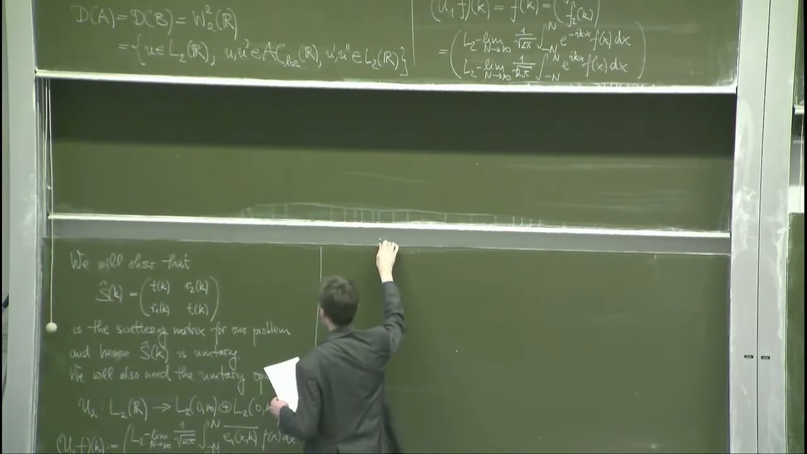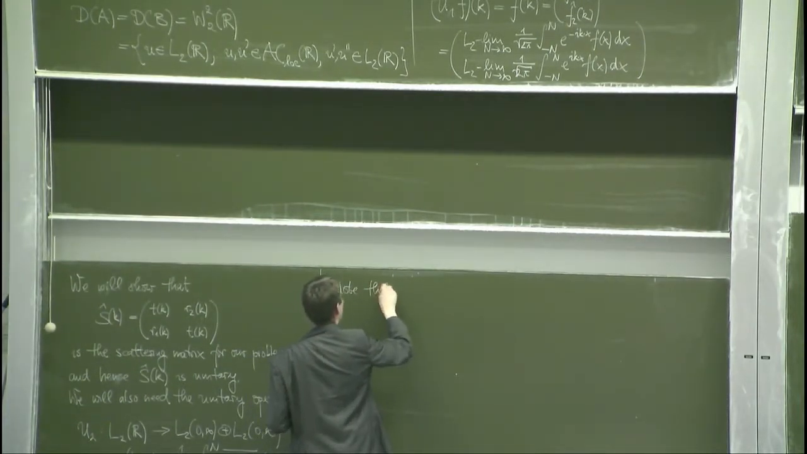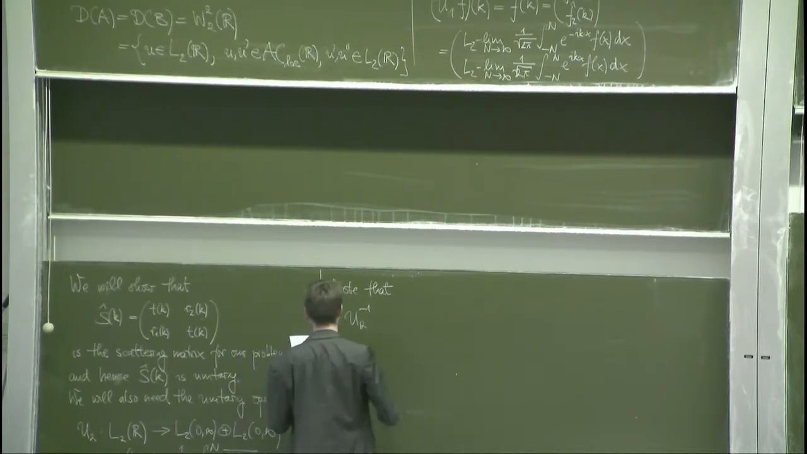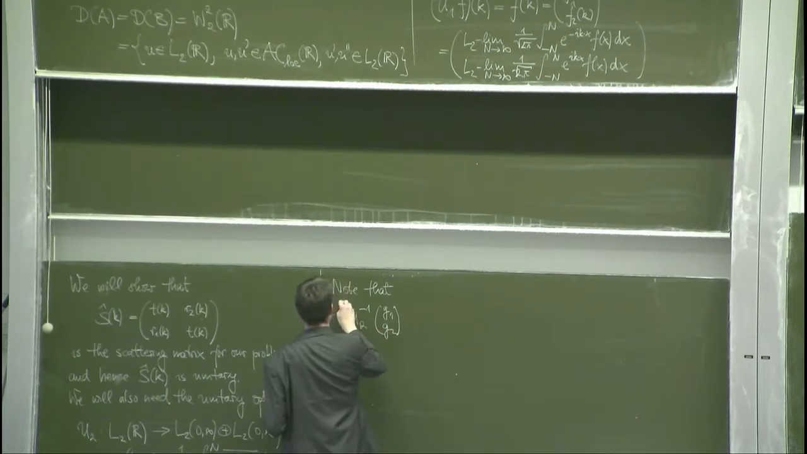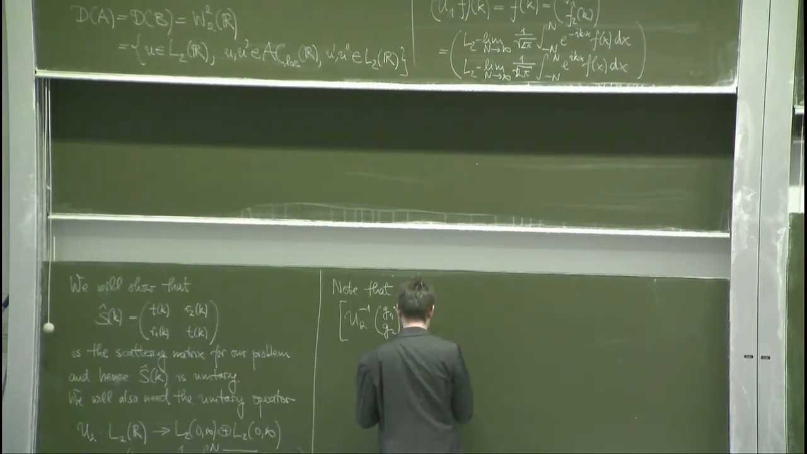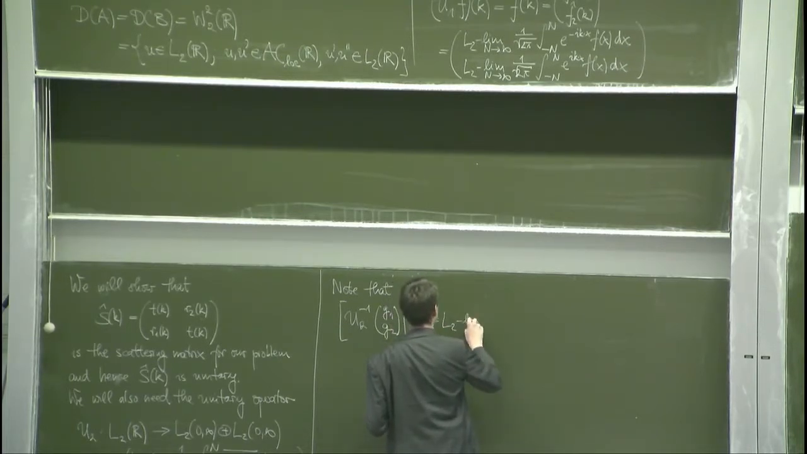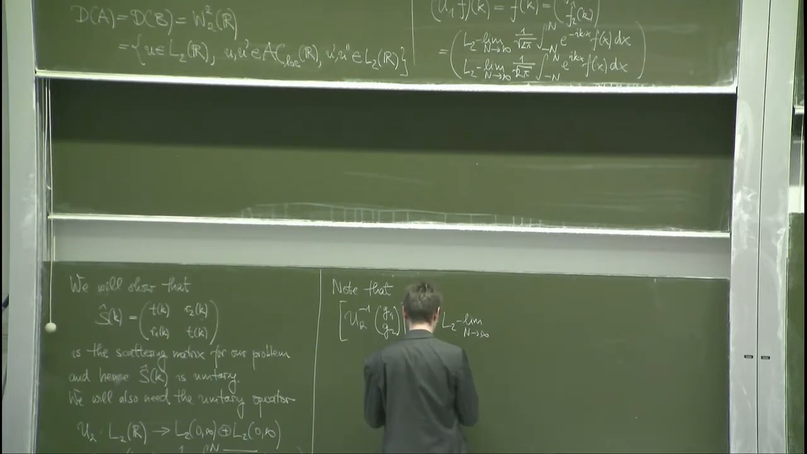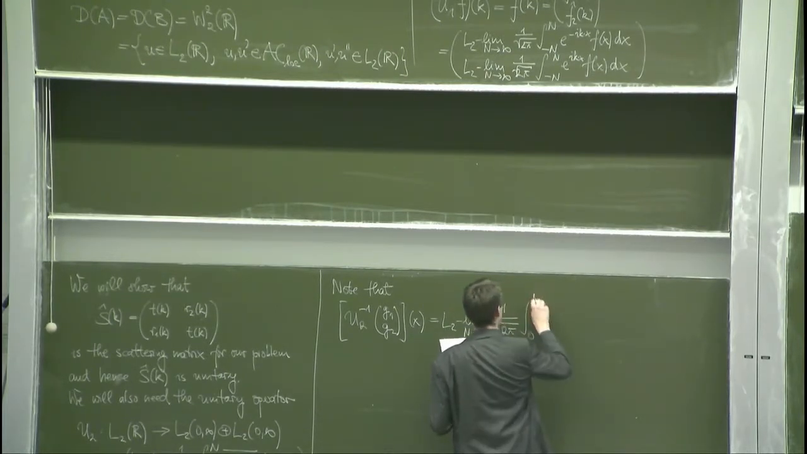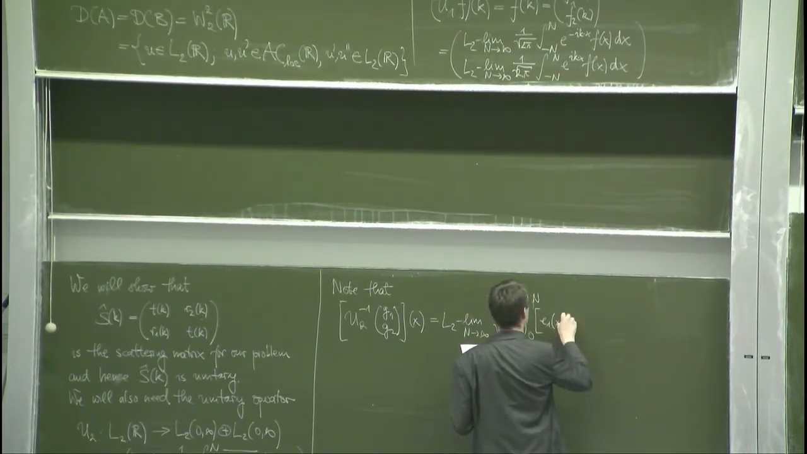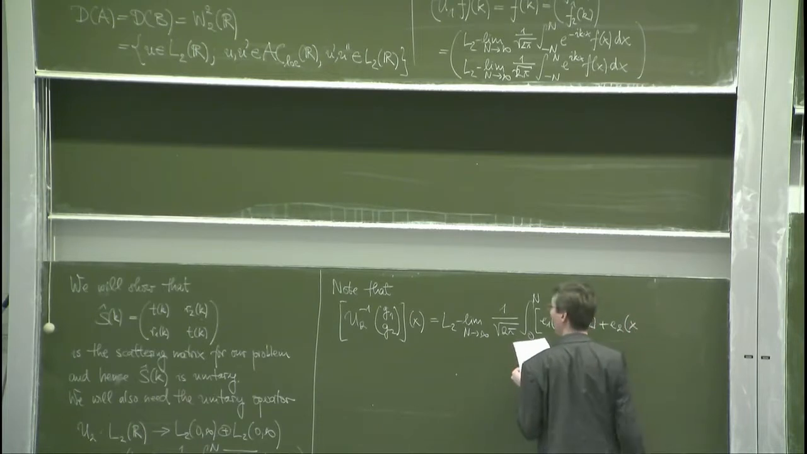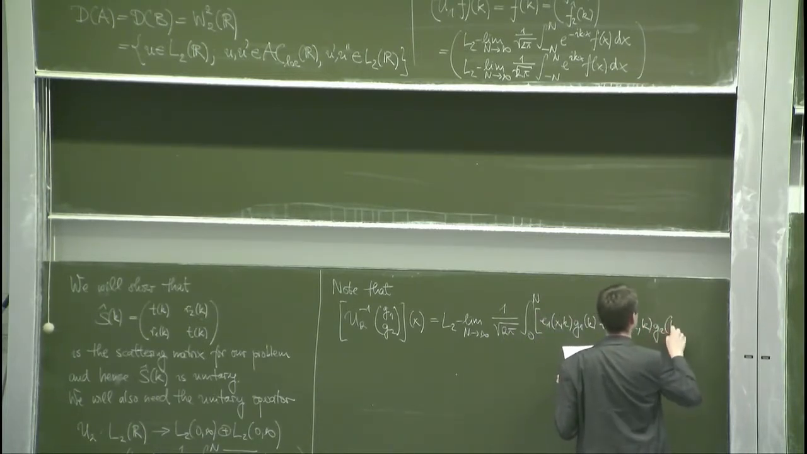Okay, first of all, note that U2 to the power of minus 1 applied to a pair of functions g1 and g2, and with the argument x, this is, as one can show, nothing but the L2 limit for n going to infinity of 1 over square root of 2 pi, the integral from 0 to n of E1 of x and k, G1 of k, plus E2 of x and k, G2 of k dk.